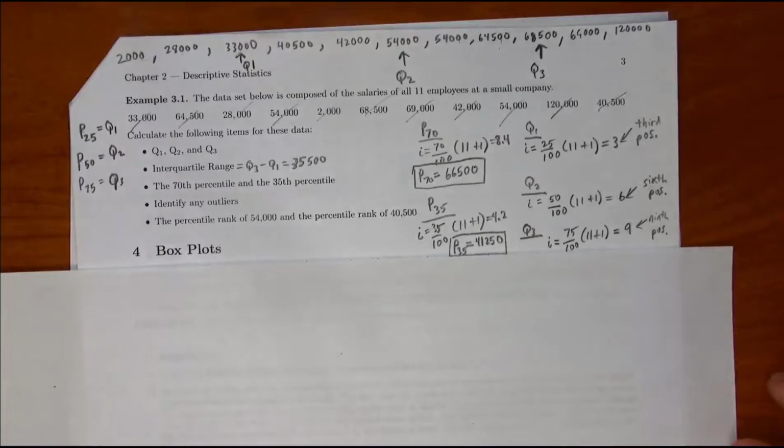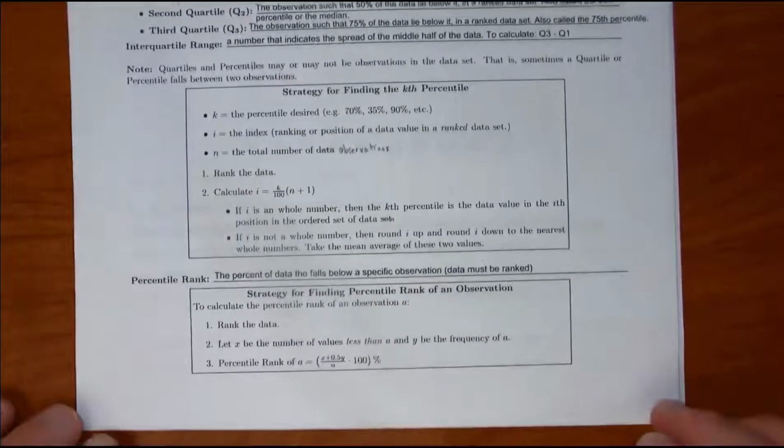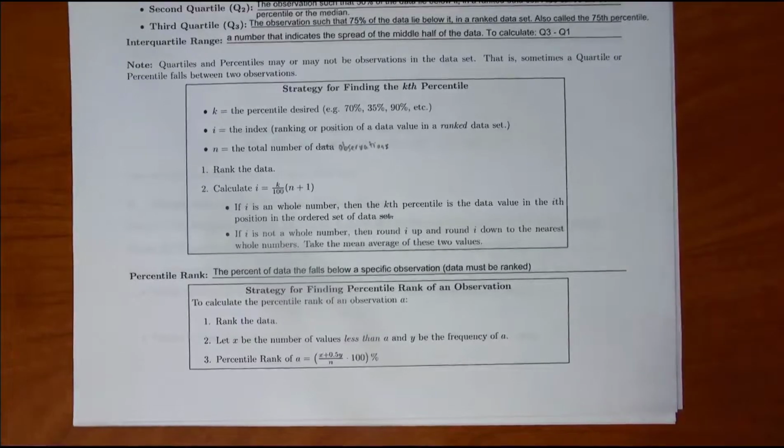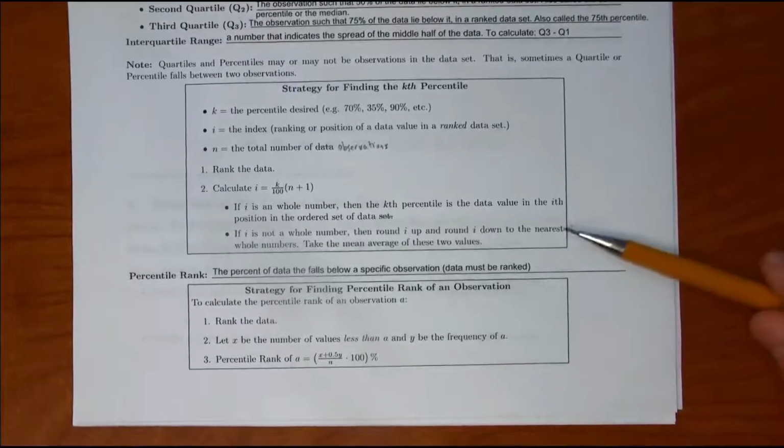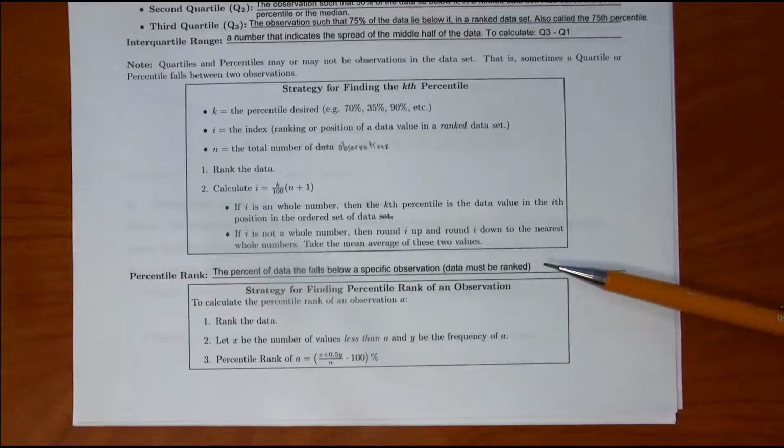Percentile rank is basically just the percent of data that are below a given observation. But there is a formula that takes into account if there's any repeats. So let's take a look real fast at the bottom of the previous page, percentile rank. The definition here is pretty straightforward. It's just the percent of data that fall below a specific observation. And of course, just like with percentiles and quartiles, the data have to be ranked.